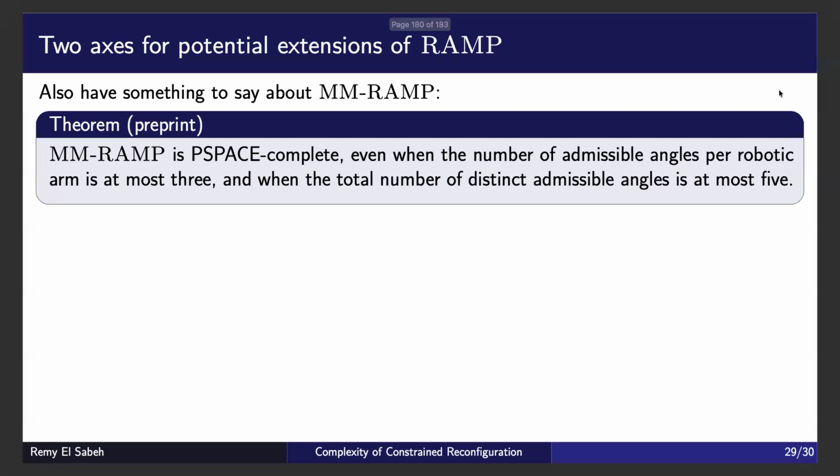So even for MMRAMP, we actually have some results that I will be going over. We get PSPACE-completeness even when we restrict both the number of angles per arm and the total number of distinct angles used across all of the arms in the instance.